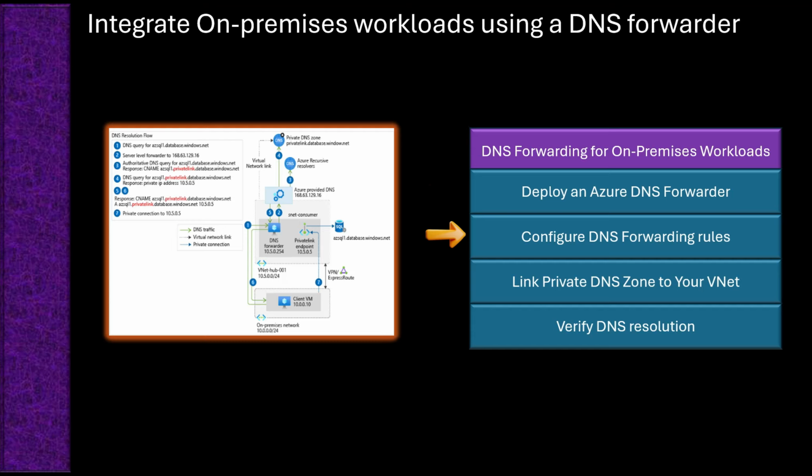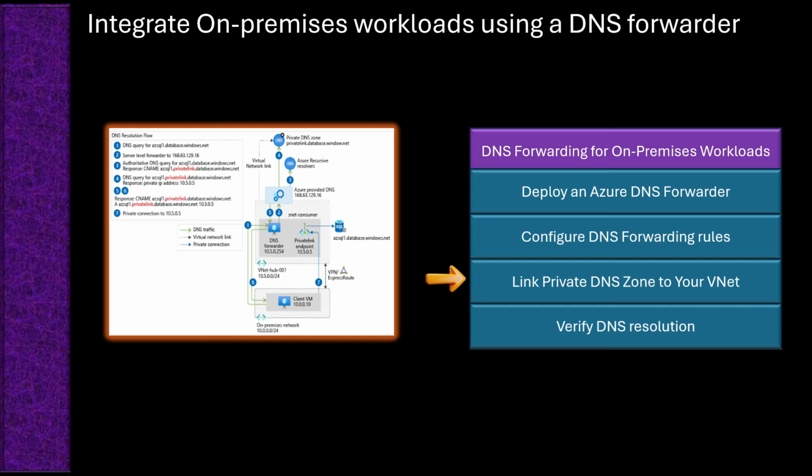Next, you set up conditional forwarding rules on your on-premises DNS servers. These rules define that queries for Azure service domains should be sent to the Azure DNS forwarder instead of resolving to public IPs. For example, a rule on the on-premises DNS server could forward queries for *.blob.core.windows.net to the DNS forwarder's IP address in Azure.